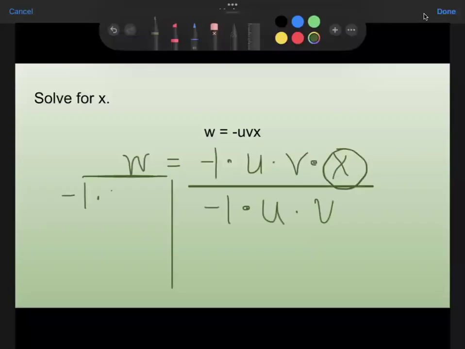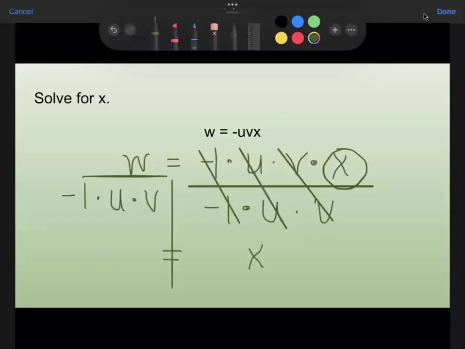Negative 1 times U times V. What happens on the right side is all of these things get eliminated. -1 divided by -1 is 1. U divided by U is 1. V divided by V is 1. So they all get eliminated because 1 times 1 times 1 times x is just x. So all those things get canceled out.